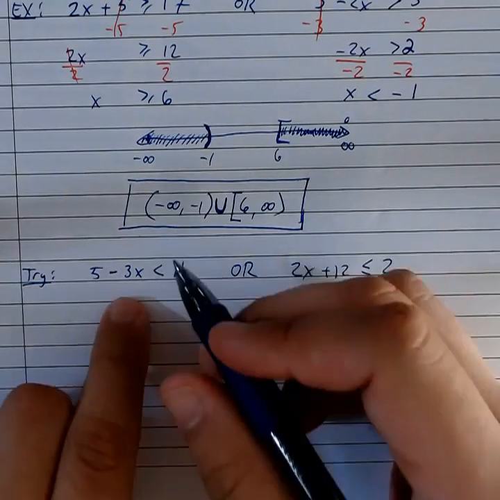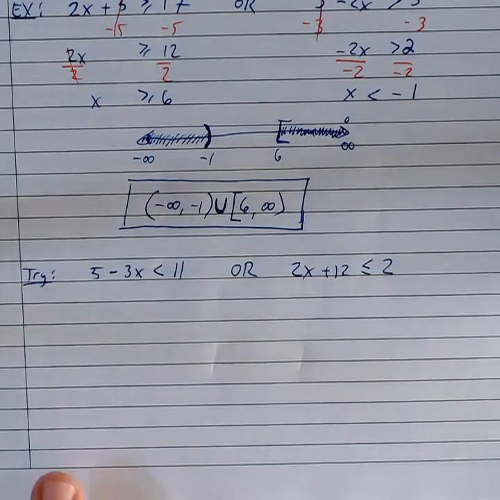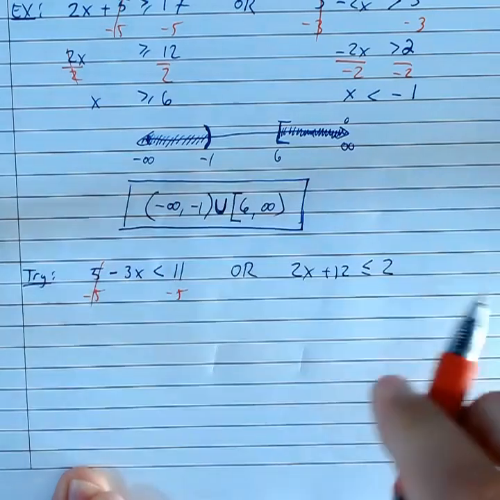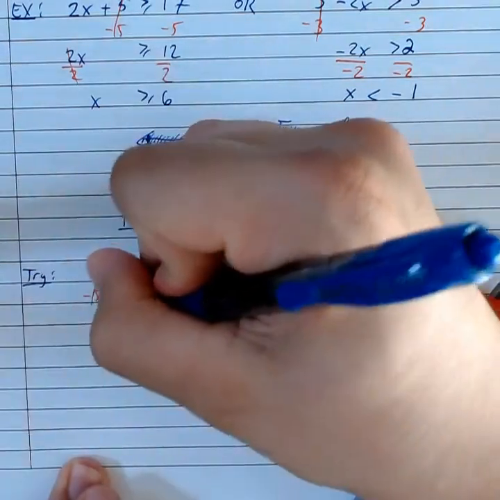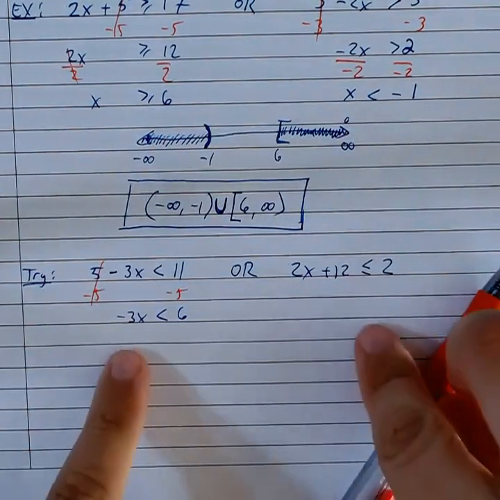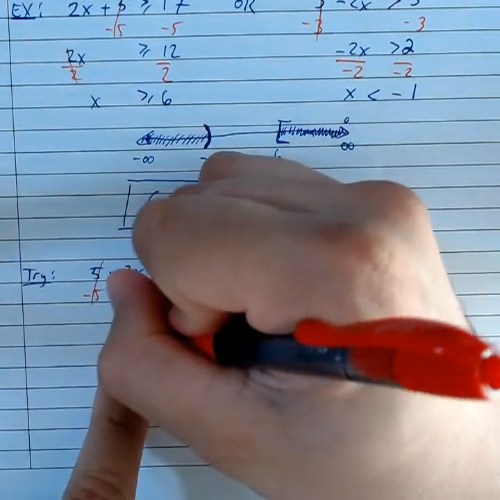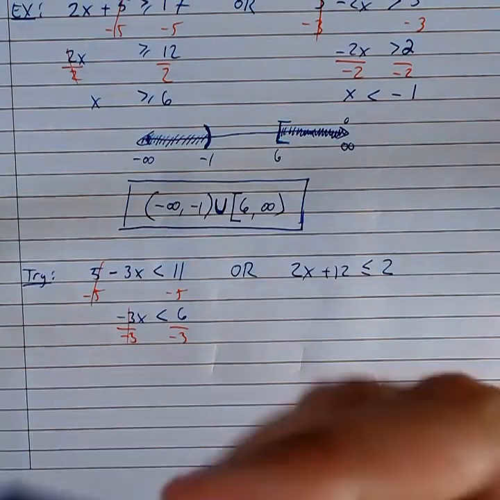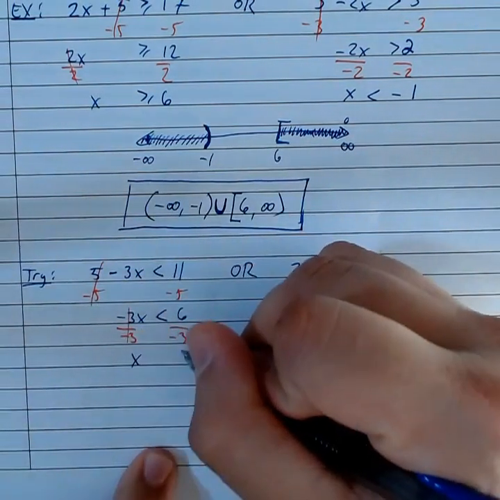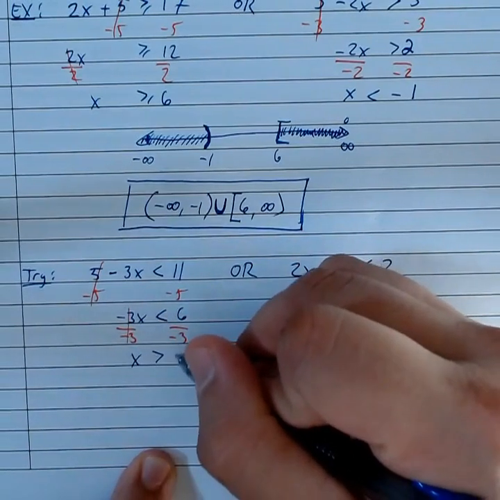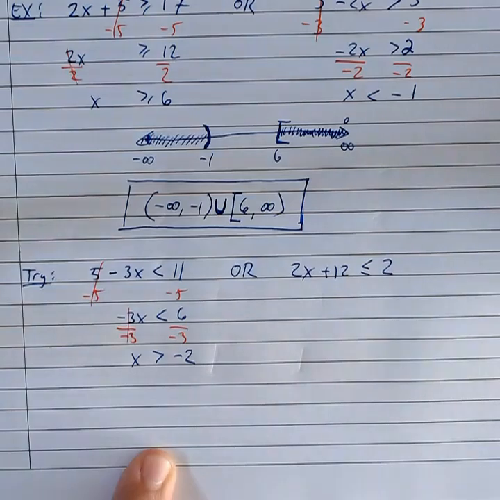All right, so we can solve each one on its own. Let's solve for x here. Subtracting 5 from both sides. That'll give me minus 3x is less than 6. And then I can divide both sides by a negative 3. And that'll give me x. Since I've divided by a negative, that's going to reverse my inequality. So less than is now greater than negative 2.